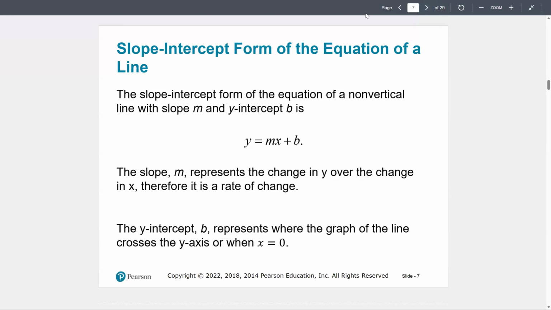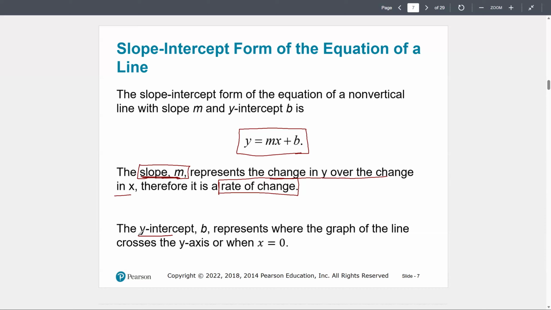Slope-intercept form of the equation of a line is this equation right here. This is the one most of you have seen, y equals mx plus b. M represents our slope, which later on, when we talk about application problems, is going to represent the change in your y over the change in your x. So it is a rate of change. So slope is a rate of change. And remember, it's always going to be the change in your y values over the change in your x values.